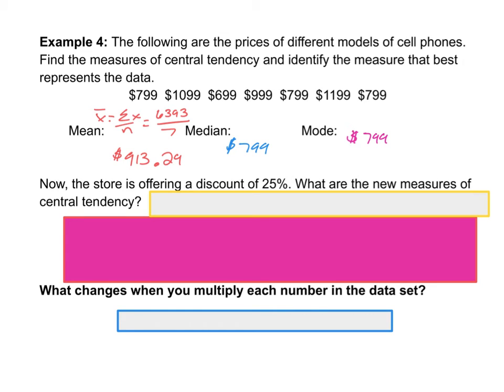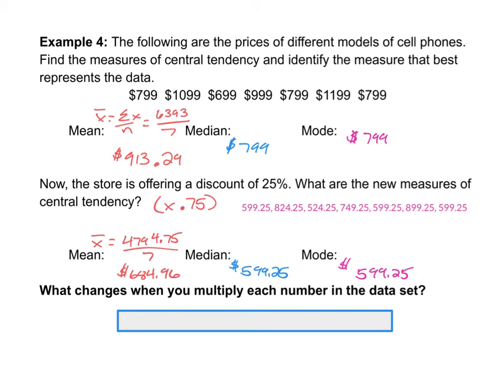Now that the store is offering a discount of 25%, what are the new measures of central tendency? Well, the first thing we need to do is multiply by 0.75. Instead of subtracting 25% off, we can always just multiply by 0.75. And then we're going to get a new set of data. So take a minute to plug those in, and let's check our work.